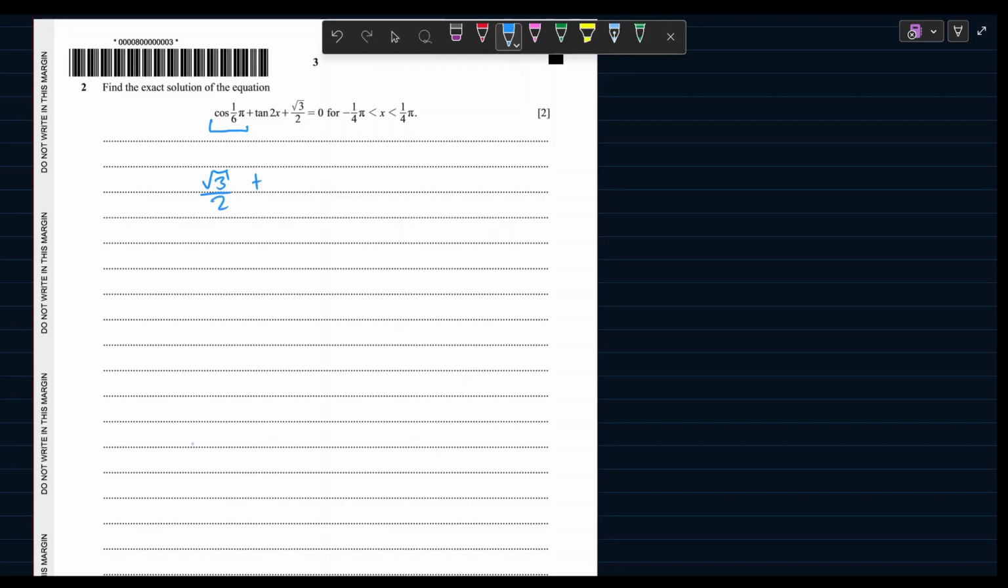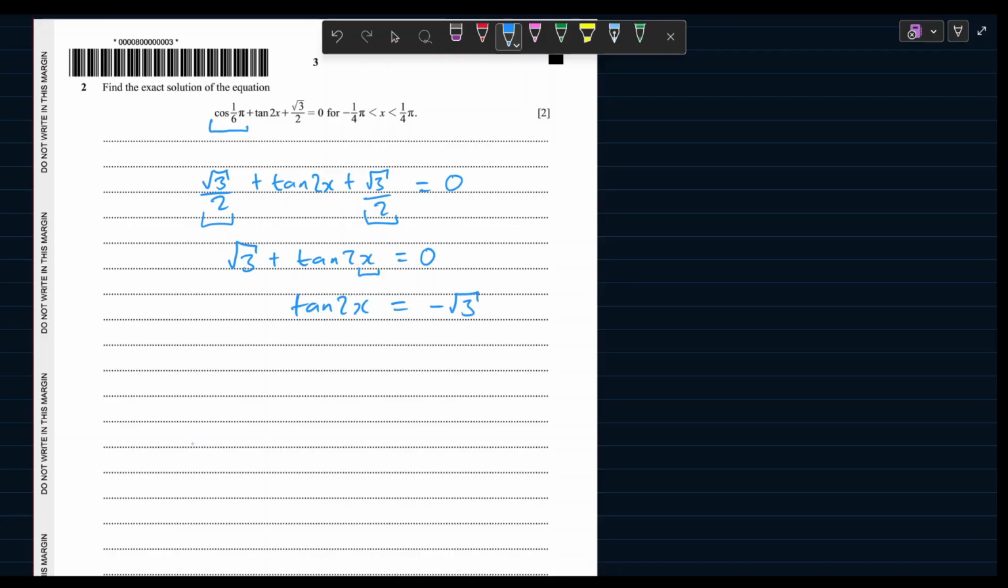Plus tan 2x plus root 3 over 2 is equal to 0. So we can add root 3 over 2 to root 3 over 2, which gives us 2 root 3 over 2, which is just root 3. So we've got root 3 plus tan 2x is equal to 0. Remember, we want to solve the equation, so we're solving for x. That's tan 2x is equal to, subtracting root 3 from both sides, negative root 3.